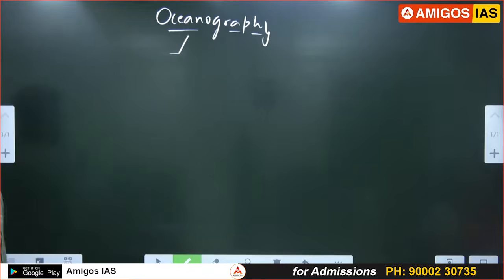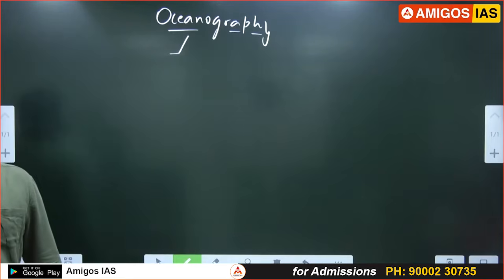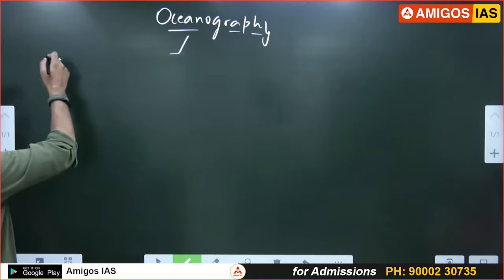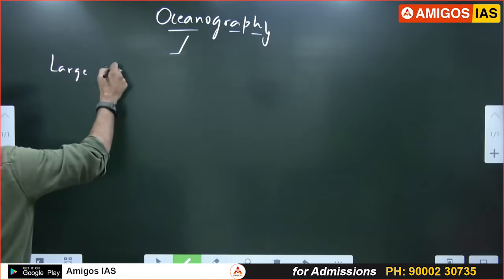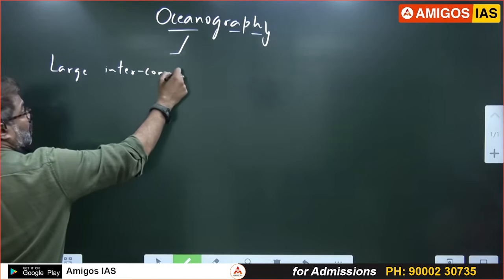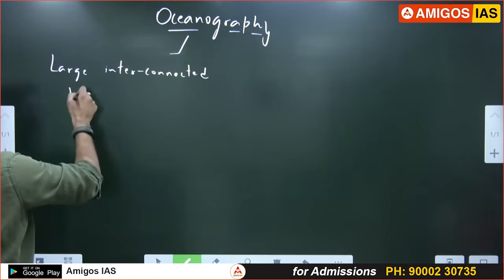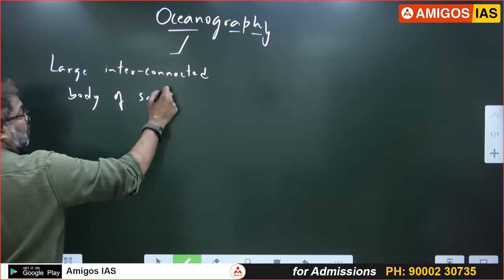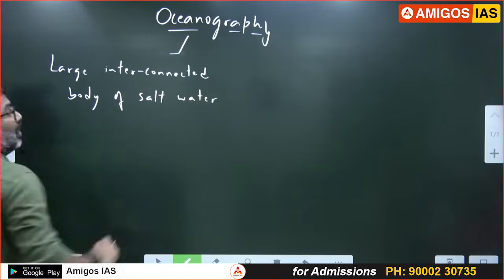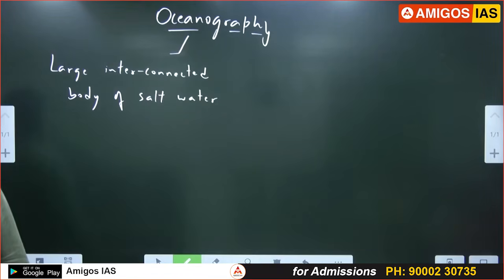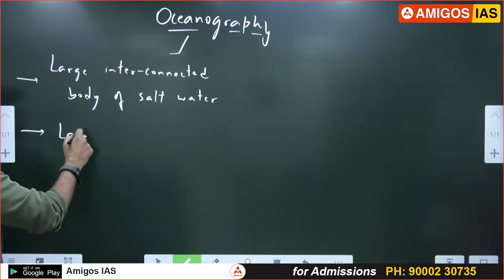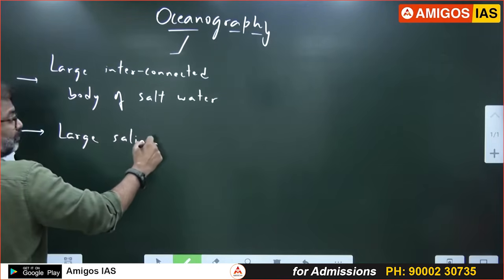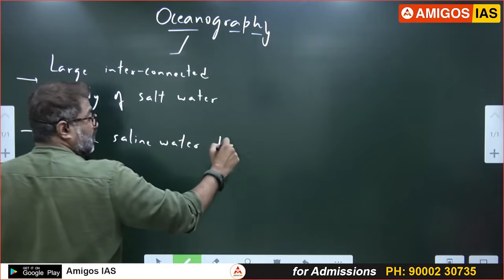Oceans, all of you know, are very large saline water depressions. A large interconnected body of salt water is called oceans. Why is it interconnected? Because all oceans are connected: Pacific, Atlantic, Indian, Antarctic, Arctic are all connected. So they are large saline water depressions.